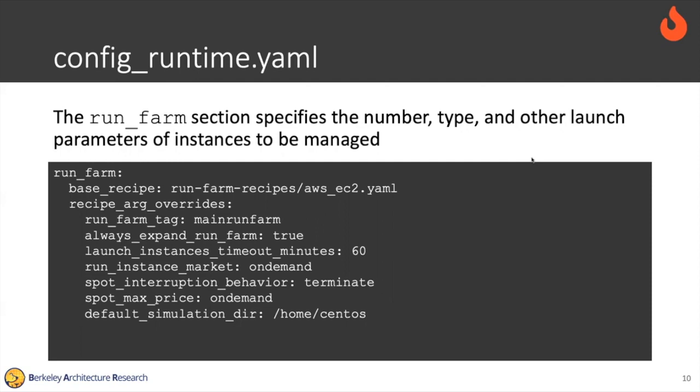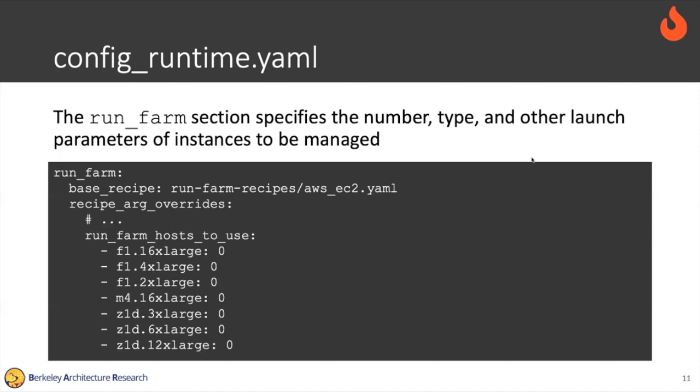Things like, am I going to tag the simulation instances with a particular name? Do I want to use on-demand instances? If you're familiar with AWS terms, you should understand what these are. It's basically indicating how I want to launch the simulation instance. Finally, at the end, you should see here default simulation dir, which basically means that when the simulation is launched, this is where all the collateral is going to be copied to, and I'm going to run the simulation out of this folder.